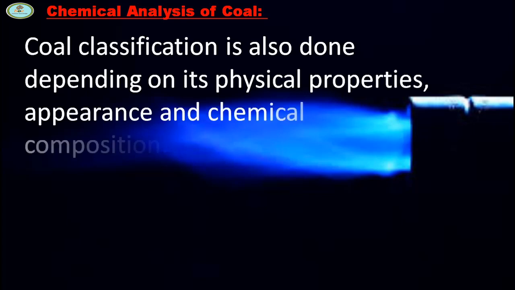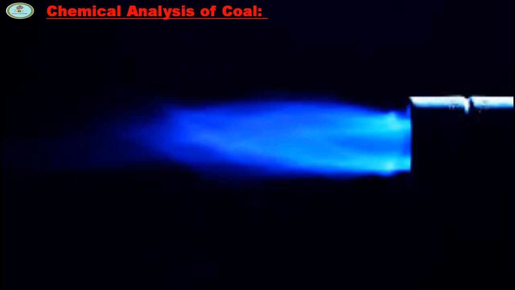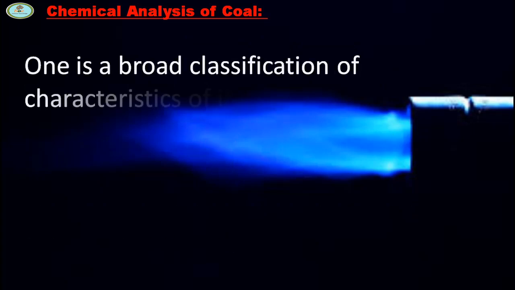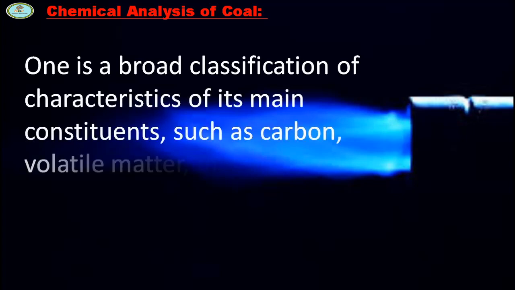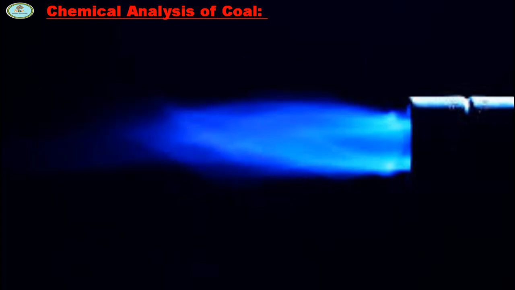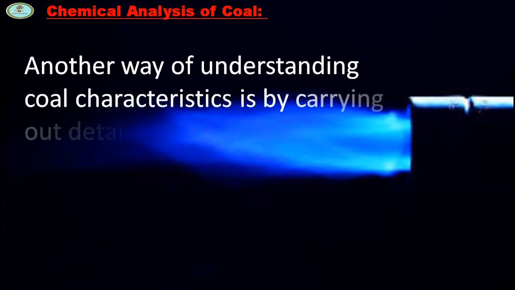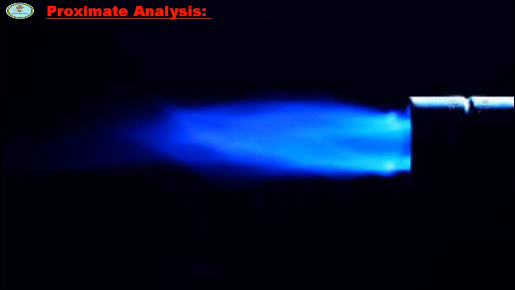Chemical analysis of coal is expressed in two different methods by which its characteristics can be understood. One is a broad classification of characteristics of its main constituents such as carbon, volatile matter, moisture and ash, and is termed proximate analysis. Another way of understanding coal characteristics is by carrying out a detailed chemical analysis of the coal in a laboratory to find out all constituents of the coal individually, and is termed ultimate analysis.